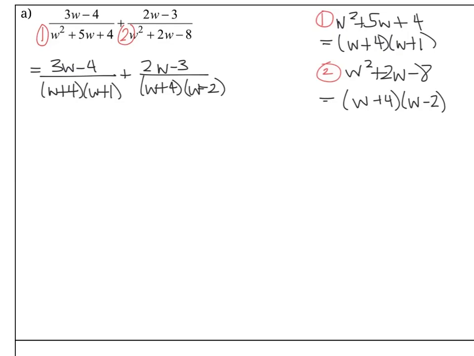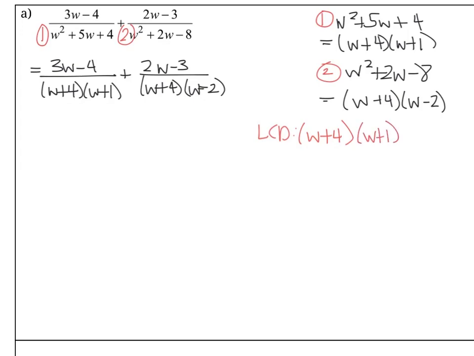So now that we've got the denominators factored, it should look something like this. Our first expression factors to w plus 4, w plus 1, and our second factors to w plus 4, w minus 2. So now that we've got our denominators factored, we can start looking for the lowest common denominator. So it's just going to be a combination of these factors. So we've got 2 factors here, 2 factors here. So one factor that we have to include is w plus 4. So I'm going to include that, w plus 4. And our next factor is w plus 1. So we have to include that as well, w plus 1.